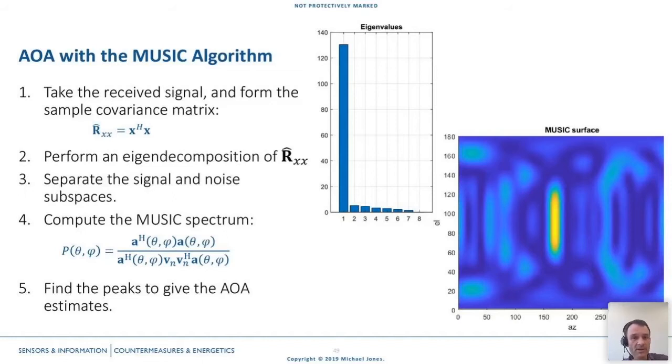But what I would like you to do is look at those 2 pictures. One of those pictures is called eigenvalues. And what that's telling you is you've got one very strong jammer. So it's a bar graph that's telling you how many jammers you've got and how strong they are.